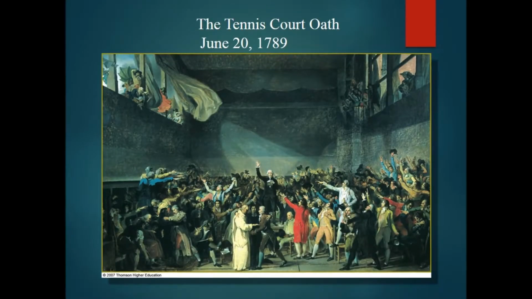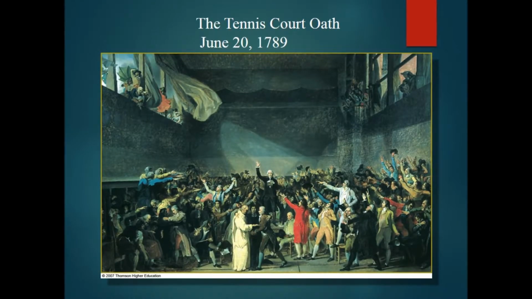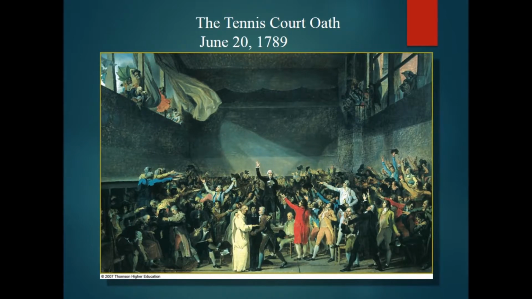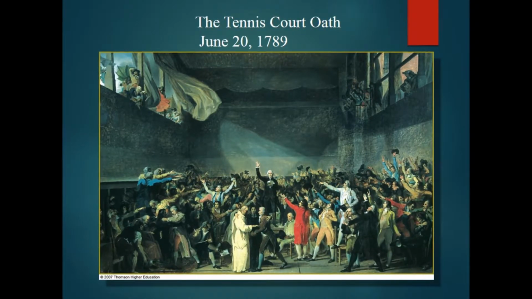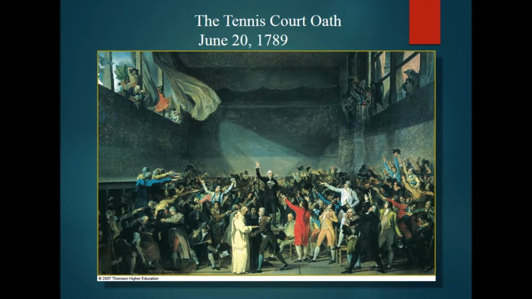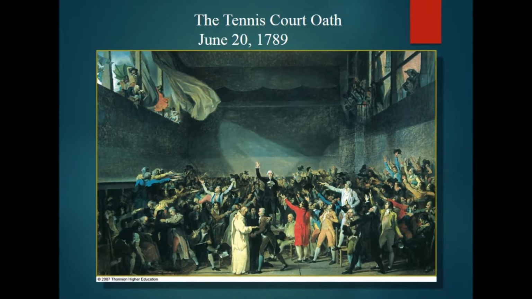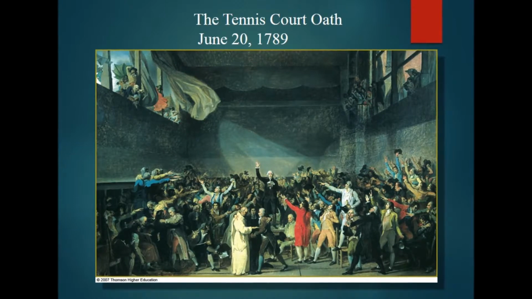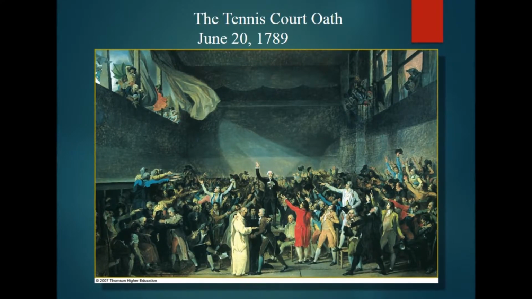So the Third Estate breaks away, and what they end up doing is going into a building which was a tennis court. And they all got together and they vowed not to leave until they actually formed a new government. And they took an oath, and this is something called the Tennis Court Oath, and I've given you the date here on the screen, June 20th, 1789.